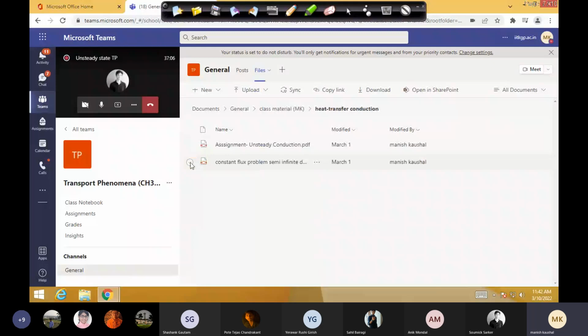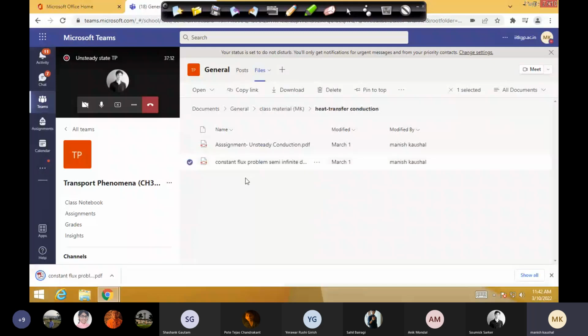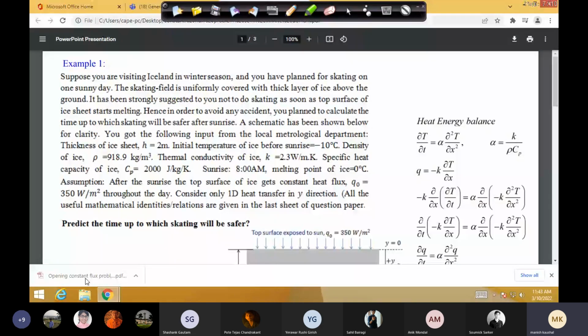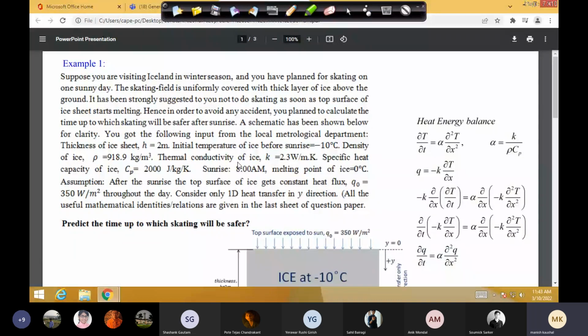Here, rather than fixing the temperature of the one end, this time you are fixing the flux on the one end. So let's see this problem. Let's first read the problem, because that is the most important part, and then I'll tell you how to solve it. It's already solved, so it will not take much time.